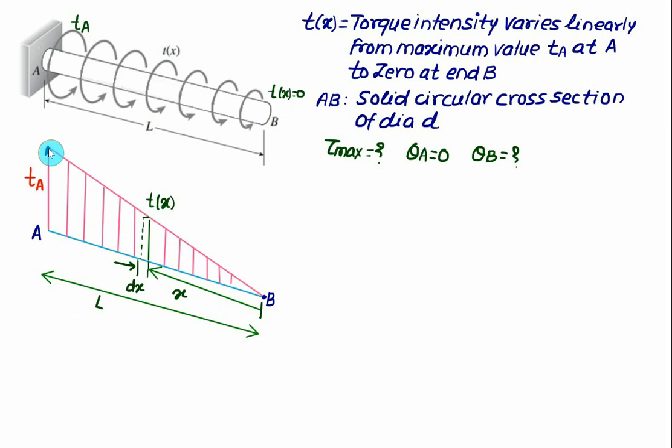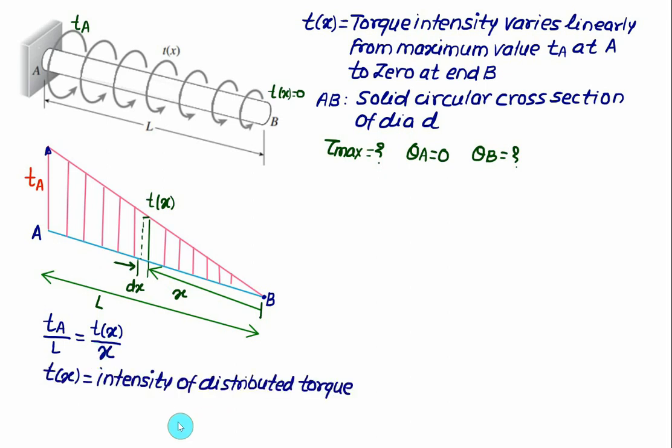Now you can observe this triangle here, which is a larger triangle, has a height equal to Ta, base equal to L. This triangle here, which is a smaller triangle, has a height equal to Tx and the base equal to x. So we can say here we have Ta divided by L is same as equal to Tx divided by the distance equal to x. So we can calculate here the torque intensity of a distributed load. So using the similar triangle property we can calculate here the intensity of a distributed torque, that is the value of Tx we can calculate.